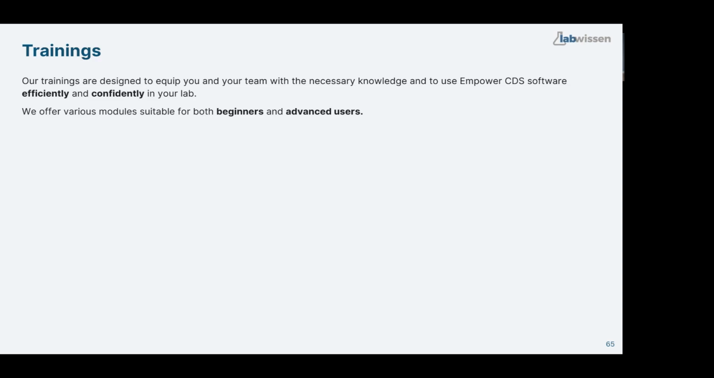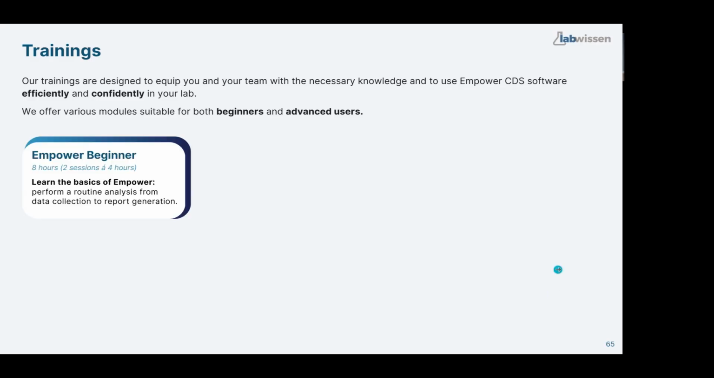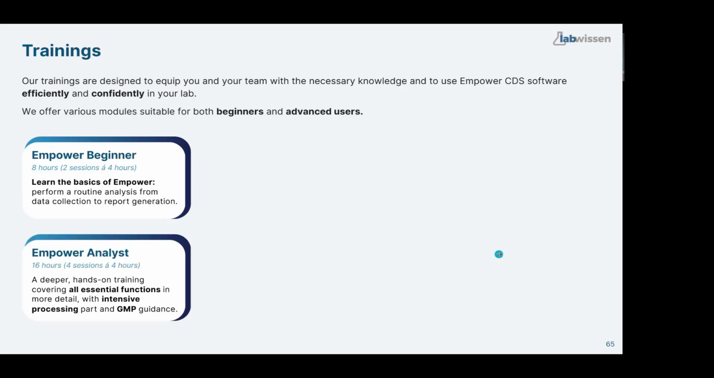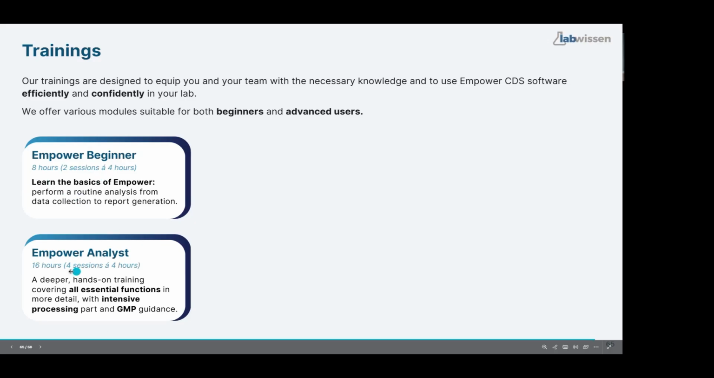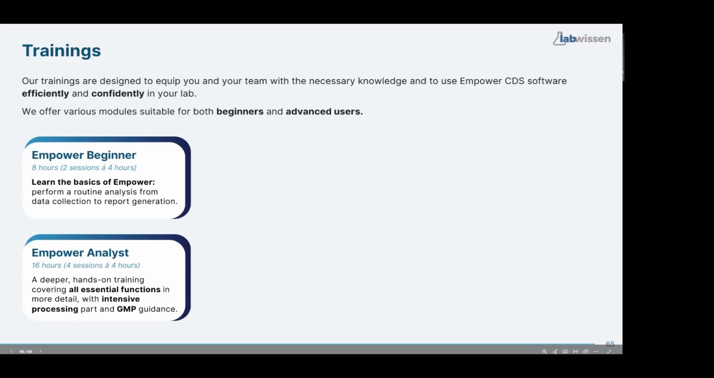We have a variety of trainings developed, both for beginners and advanced users. There is the standard Empower beginner and Empower analyst training. The beginner one is 8 hours, a one-day training. The analyst one is 16 hours, more advanced, deeper and more intensive, and more required for GMP environments. Both trainings follow the same scenario.